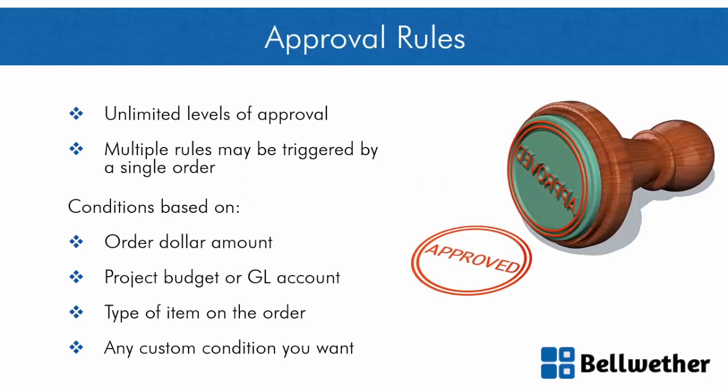Bellwether Purchasing Manager, also known as BPM, has very flexible approval rules. You can create unlimited levels of approval, and more than one rule may be triggered by a single order based on the conditions. You can create conditions in BPM for the dollar amount of the order, what project budget or GL account the order will be tied to, the types of items on an order, or any other custom condition that you want to create to trigger an approval chain.